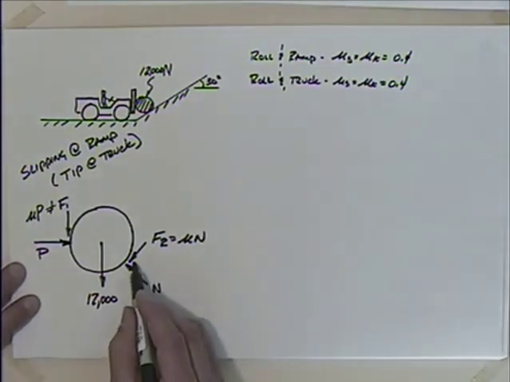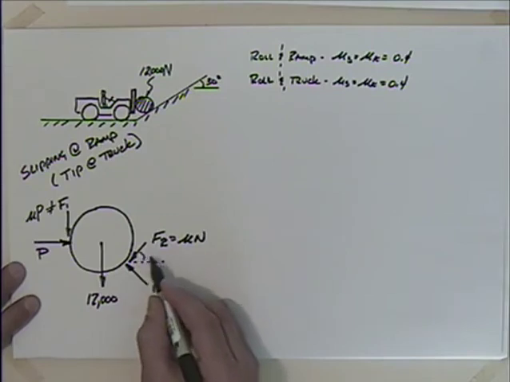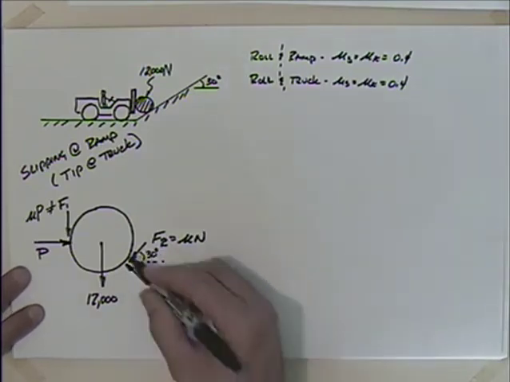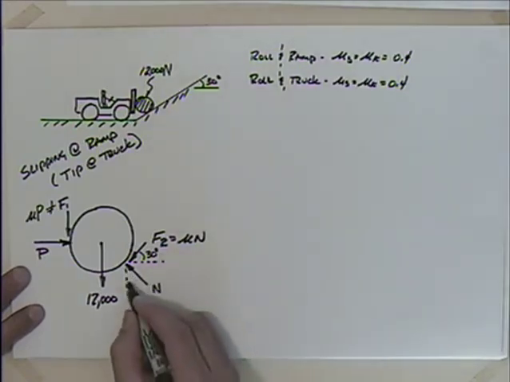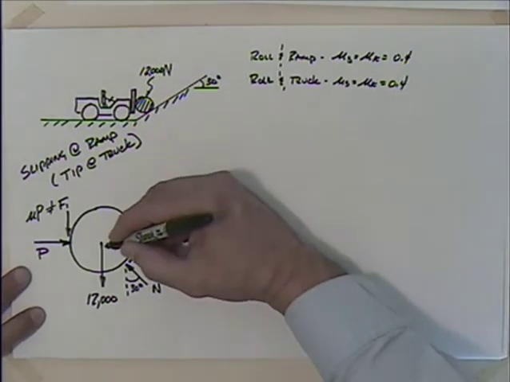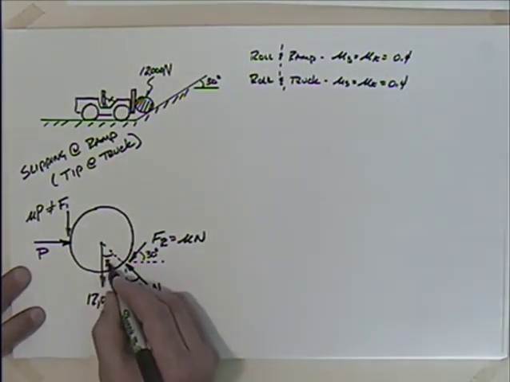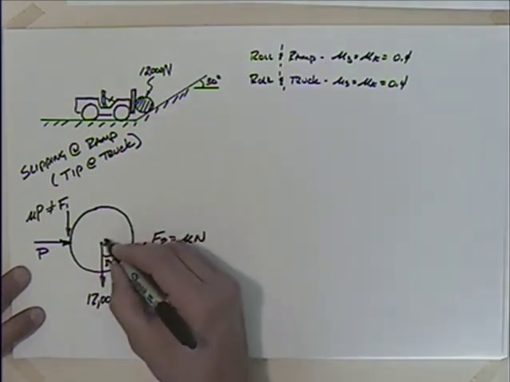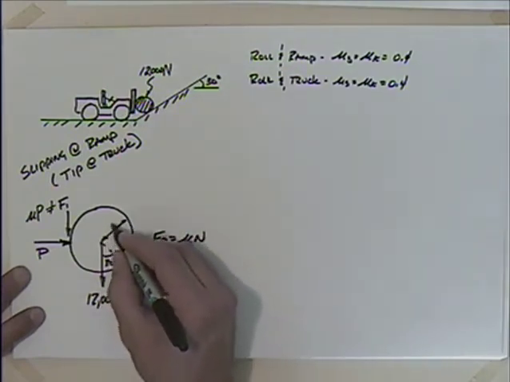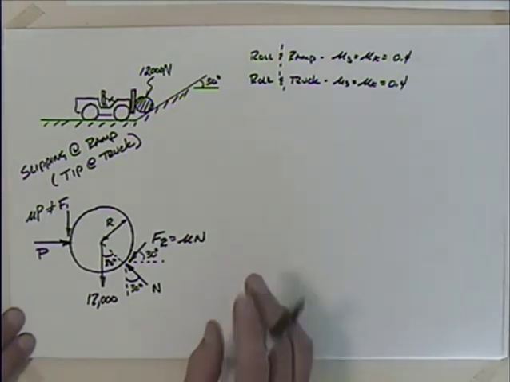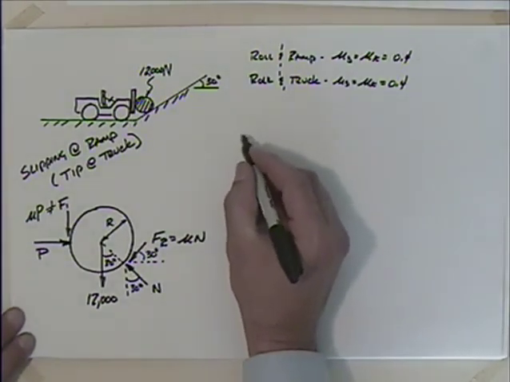Put a little more geometry in here. We'll say that this is 30 degrees, and this is 30 degrees, and of course this is equal to 30 degrees. Again, I'm going to assume that the radius of this thing is R, and hopefully it will cancel out as before. Now, where should I sum the moments about on this thing?